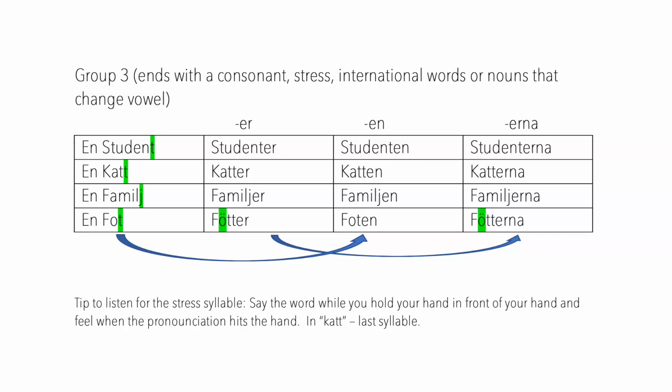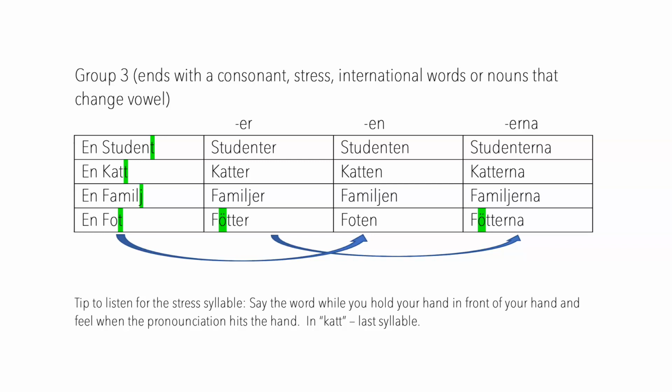And then we have nouns that change vowels in plural form. So we have O becomes Ö in plural form, or other nouns where A becomes Ä in plural form. They are also quite hard to know. I would just suggest for you to memorize these. We can check the examples though. They all get ER in plural indefinite form, EN in singular definite form, and ERNA in plural definite form.